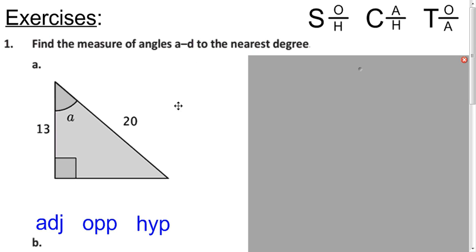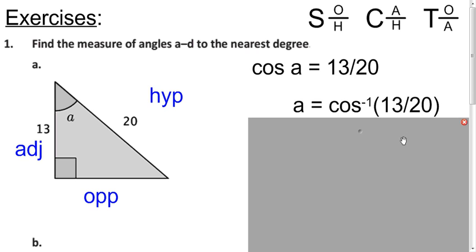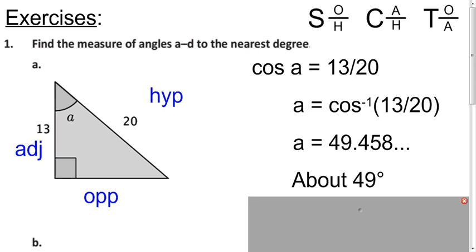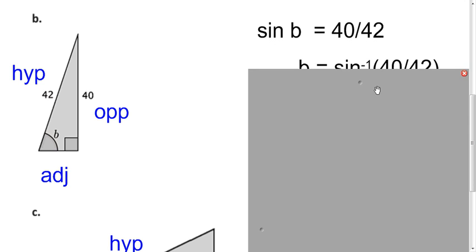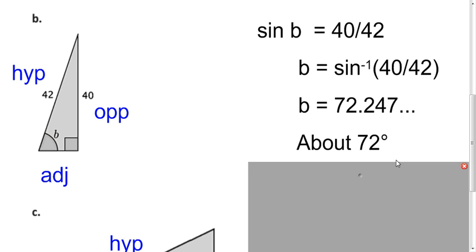So in the first one, hopefully you saw that we're using cosine, adjacent over hypotenuse. So to undo that, we're going to apply inverse cosine to both sides of this equation. Put that in the calculator, and you get about 49 degrees. For part B, we're using the opposite and hypotenuse. So it's going to be sine. Apply inverse sine to both sides, and we get about 72 degrees.